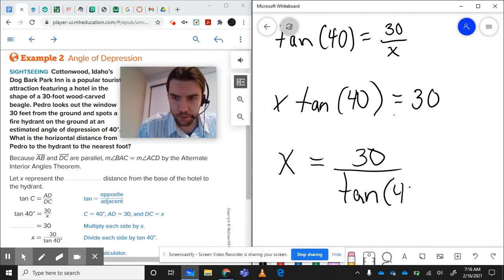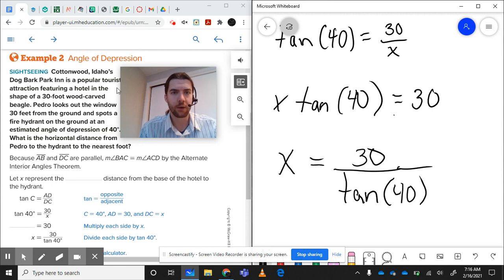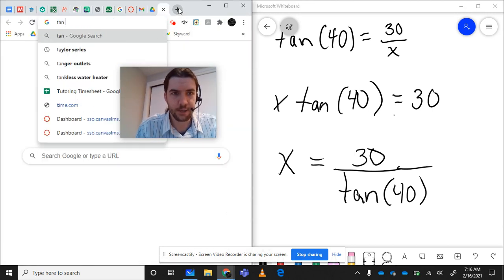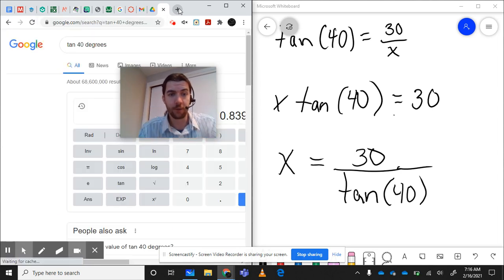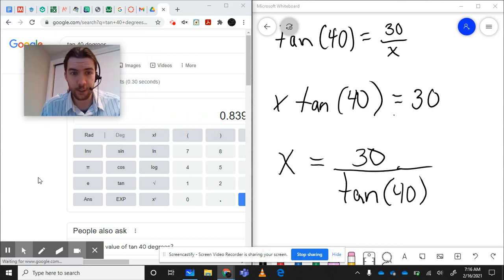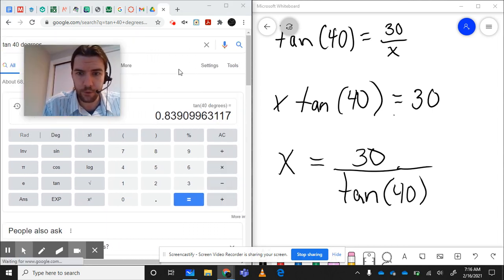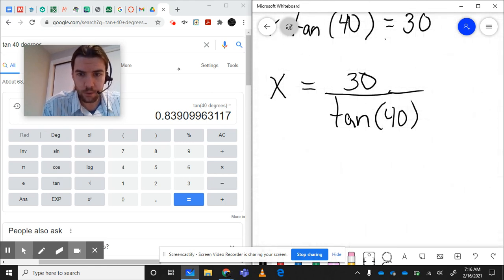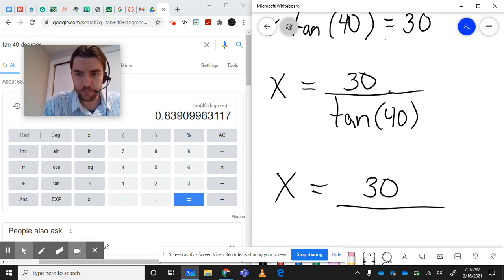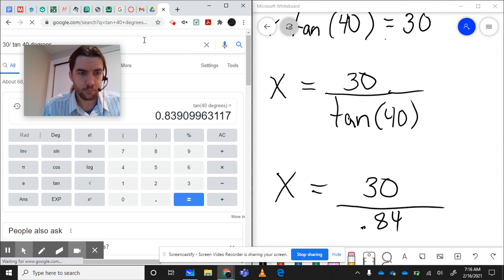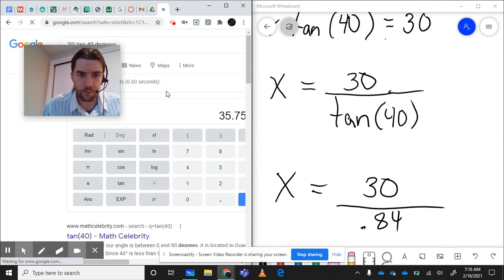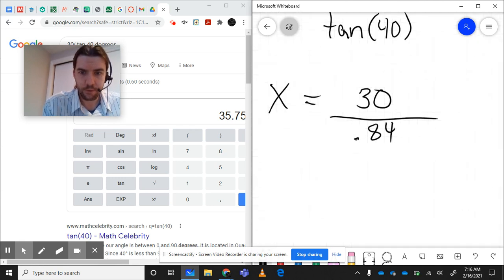Well, at this stage, we'll simply go to a calculator and type in tangent of 40 degrees. This is the step where we're relying on previously discovered values made by measurements or calculations that are beyond what we're doing right now. But we go to a resource to find what that tangent value should be. So we get 0.84. Okay, so if I do 30 divided by that, I'm going to get an answer of 35.75.